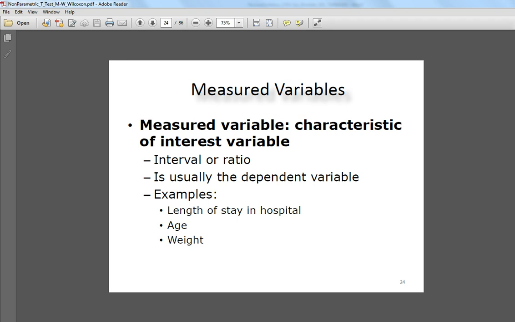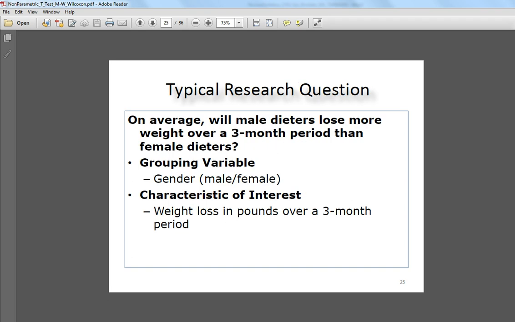And then your independent variable would be those groupings, male versus female, executive versus non-executives, and so on and so forth, depending on what your literature review would suggest that you start hypothesizing in terms of your independent variable of interest. The typical research question on an independent sample t-test is what we have here on our screen. On average, will male dieters lose more weight over a 3-month period than female dieters? So we already have our two categories, our grouping variable, male and female. And what is it that we are interested in looking at in terms of dependent variable? It's the weight. It says here whether they would lose more weight. So what is the weight loss in pounds over a 3-month period?